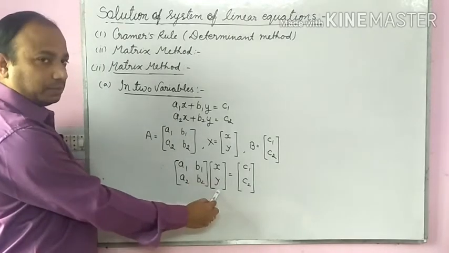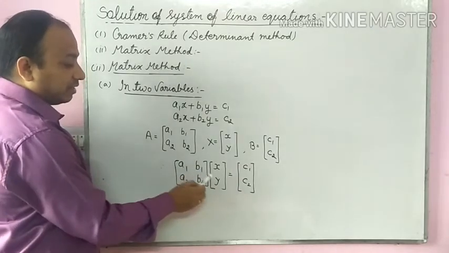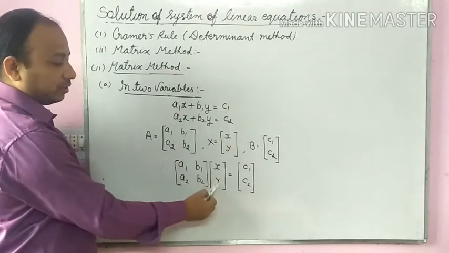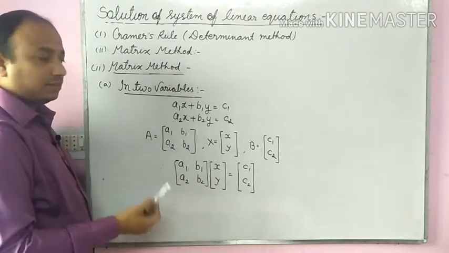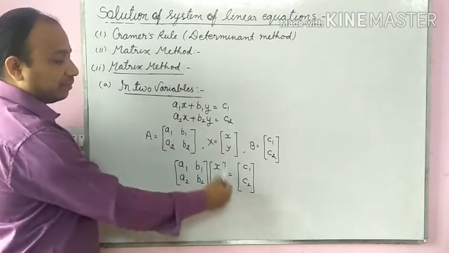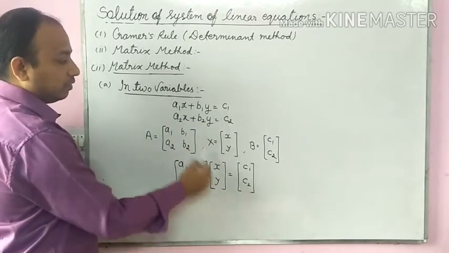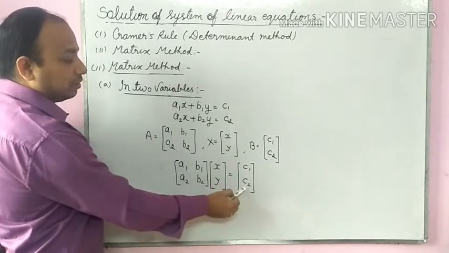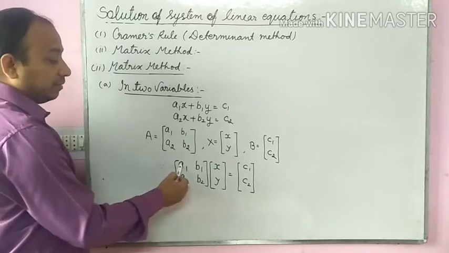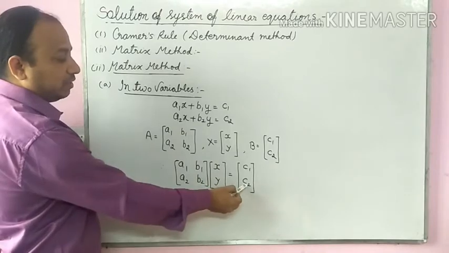The first row is multiplied with the first column, then we get the element of first row and first column: a1x plus b1y. The second row is multiplied with the first column, then we get the element of second row and first column: a2x plus b2y. Multiplying on the left hand side, what do we get? a1x plus b1y, a2x plus b2y equals c1 upon c2. Then these two matrices are equal, so we compare. Then a1x plus b1y equals c1, this is equation first, and a2x plus b2y equals c2, this is equation second.